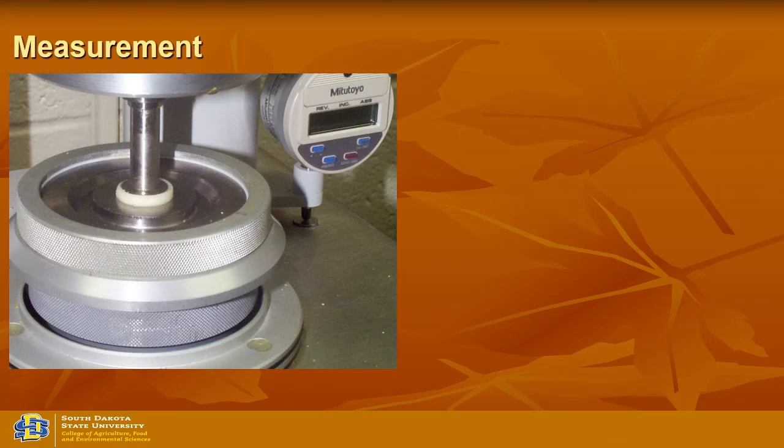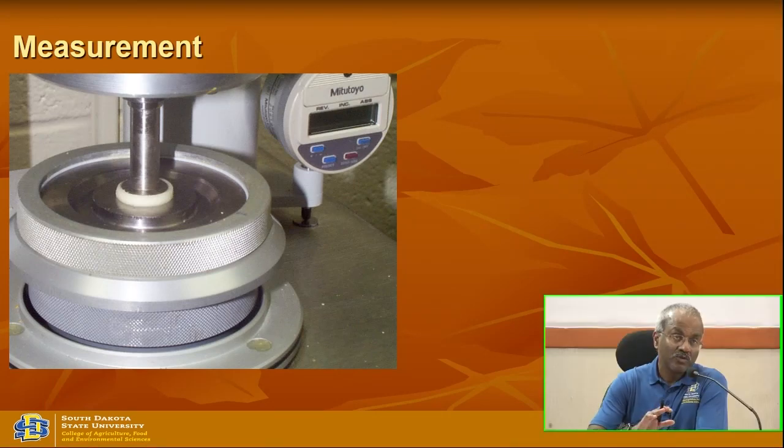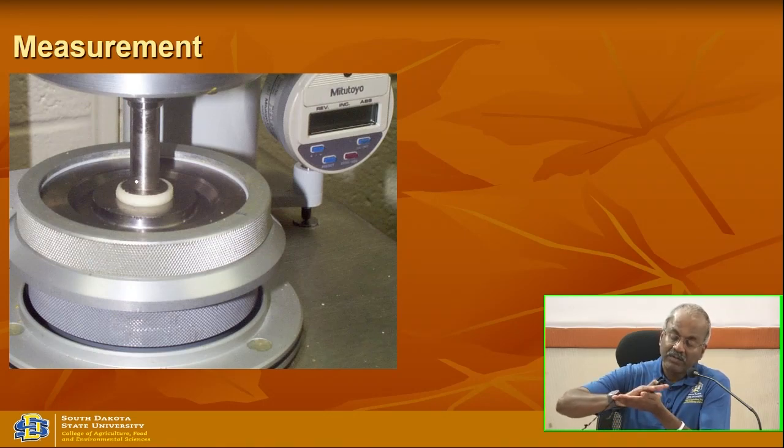There are a lot of issues with this test. The main issue could be, depending upon what type of sample you put in, there could be some slippage. If there is more slippage happening, your results won't be accurate. So one way to reduce the slippage is to have a sandpaper attached to the disc on the top, so that when you rotate it, when you oscillate it, there is no slippage.